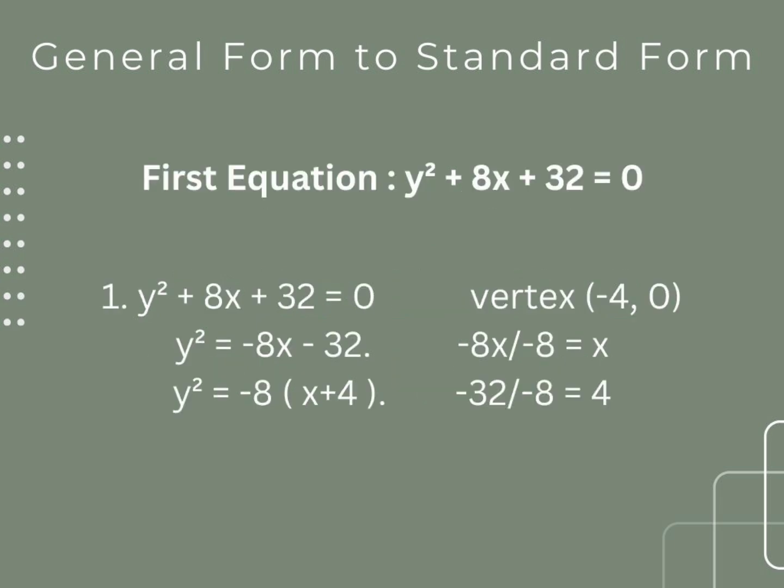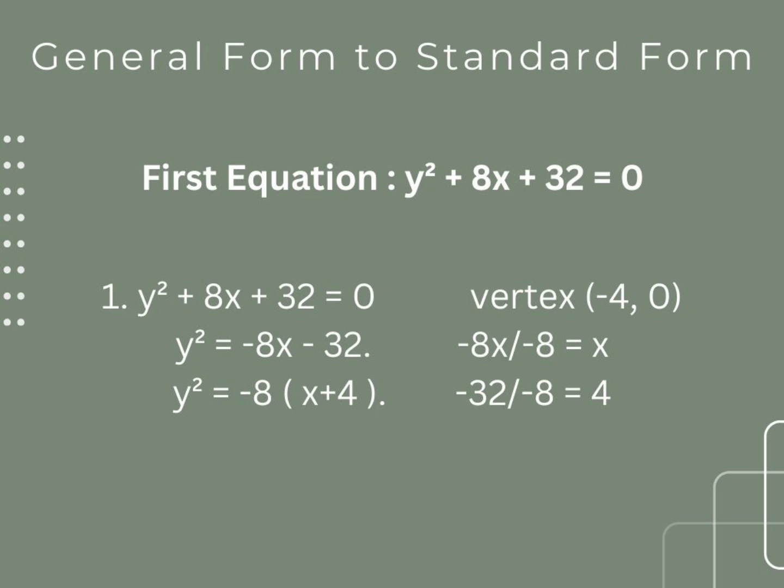We'll start with the first example, y squared plus 8x plus 32 equals 0. Our goal is to rewrite it to match one of the standard forms. Notice the y term is squared, suggesting the form (y minus k) squared equals 4p times (x minus h). First, we isolate the y squared term by moving the x term and the constant to the right side. y squared equals negative 8x minus 32.